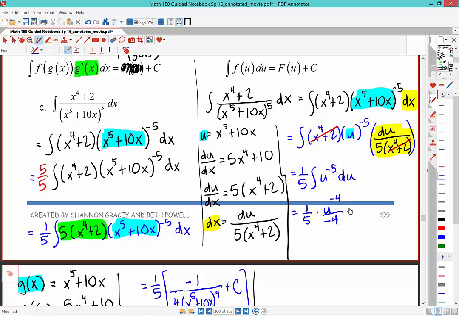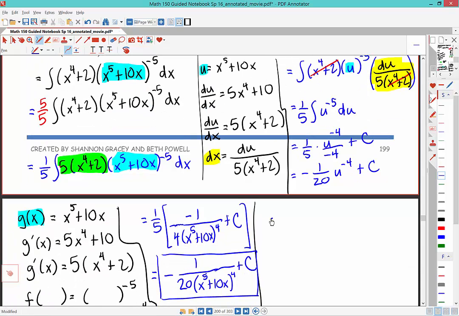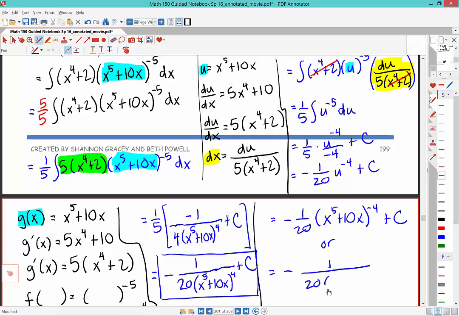So then, whoops, we get negative 1 over 20 times u to the negative 4 plus c, which is negative 1/20 times our u, which was x to the 5th plus 10x, to the negative 4 plus c. So you can leave it like that, or you can write it like we did below, which would give us negative 1 over 20 times x to the 5th plus 10 x's, raised to that positive 4 now that it's in the denominator, plus c. So either one works out. Groovy? Okay.